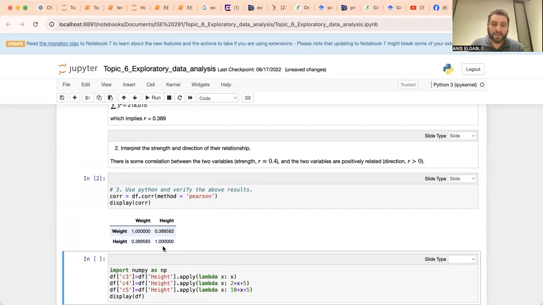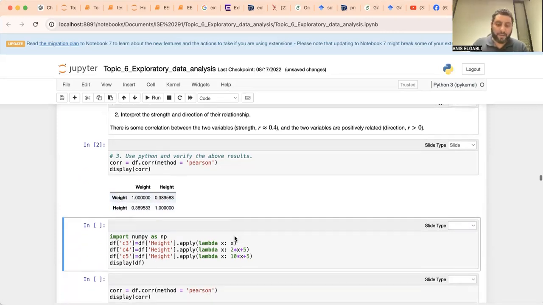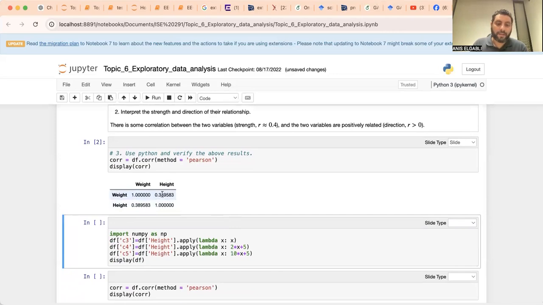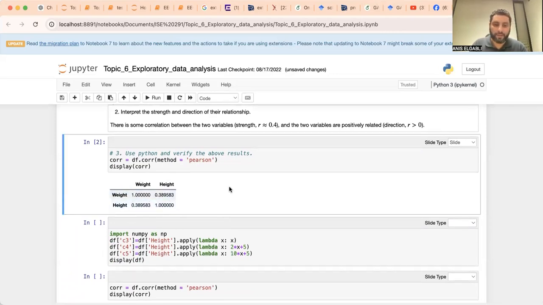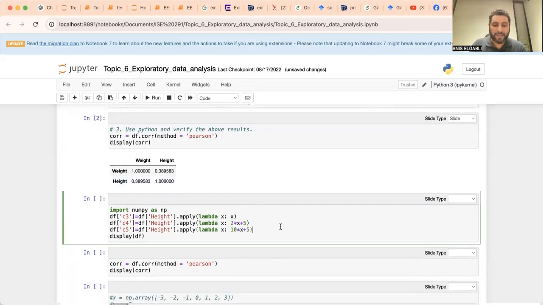So the diagonal values will be ones because they are the correlation between the feature and itself. And here this is the correlation between the height and the weight, and here the correlation between the weight and the height, and they should be equal. Okay, there should be a symmetric matrix. So the correlation, as we see here, is low. I created this example to show you the correlation.